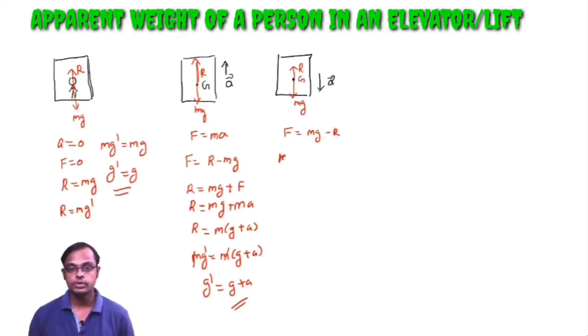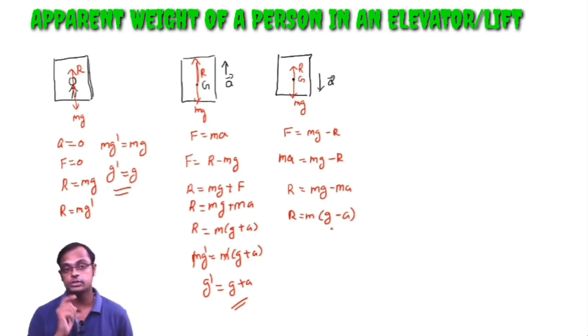So we can write F is equal to mg minus R. Now we can write this equation, F is equal to ma, that is the body is accelerating, is equal to mg minus R. So what is R here? If you take R to the left hand side, you can see mg minus ma. That is R is equal to m into (g minus a). So here the person now feels less weight comparatively than when the lift was stationary, correct? Because the lift is now accelerating downward.